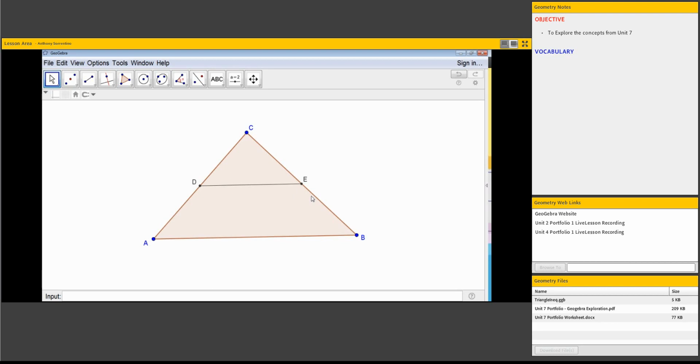So we want to take measures of these angles: angle A, angle B, angle CDE, and angle CED. So I want to measure those four angles here. So I'm going to measure the angle. And this is pretty much the same procedure that we used back in Unit 2, Lesson 1's first portfolio. So I'm going to measure the angle.